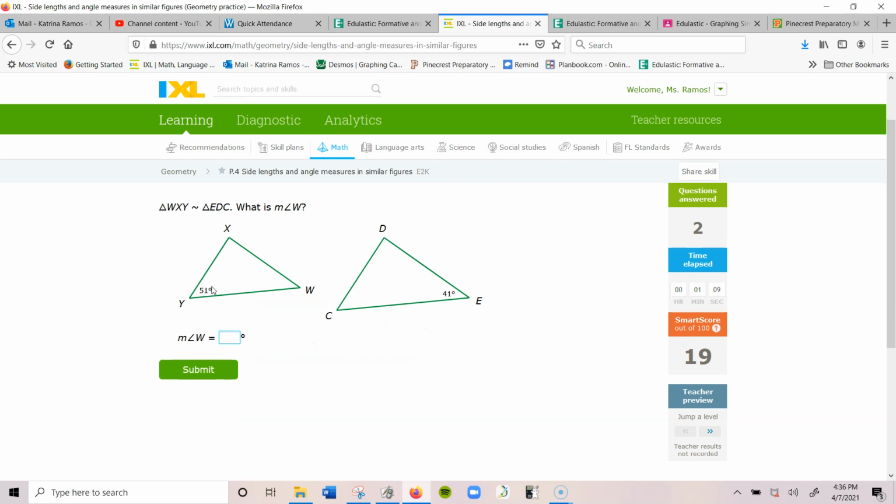Here we have these two triangles. And you can also use the similarity statement that's given at the beginning. WXY is similar to EDC. That means that angle W corresponds with angle E, and the angles should be the same. So if E is 41, W is also 41.